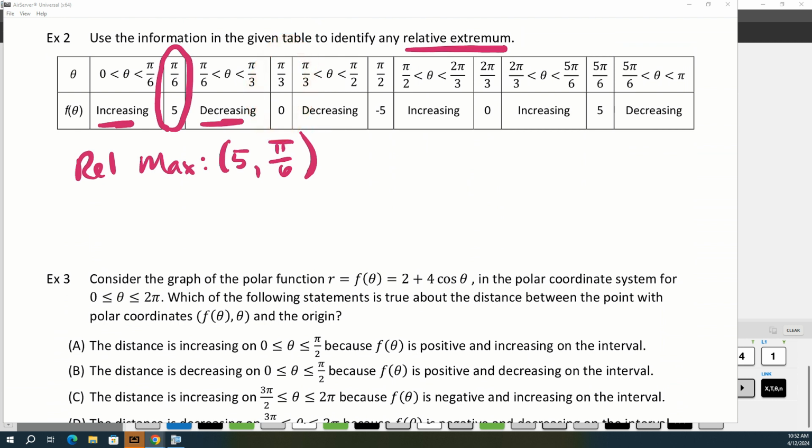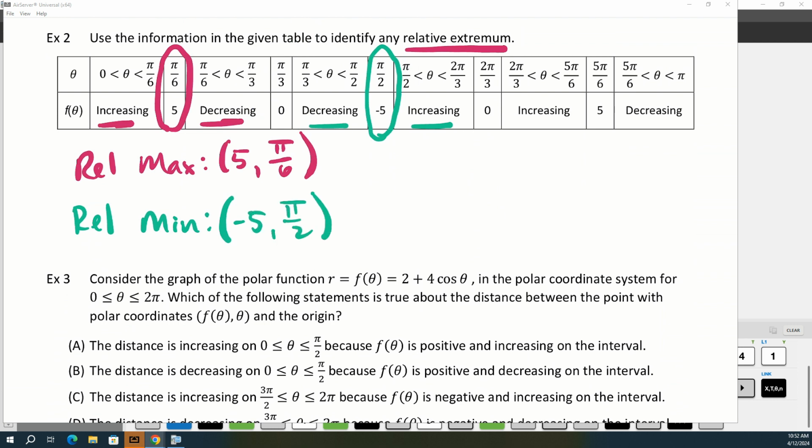All right. And then we're changing from decreasing to increasing. So this is going to be a relative extrema. Which type? Min. All right, and then increasing to increasing could be a point of inflection maybe, but it's not going to be extrema. But increasing to decreasing, we have another relative maximum. Okay. So that's how you kind of interpret those tables.